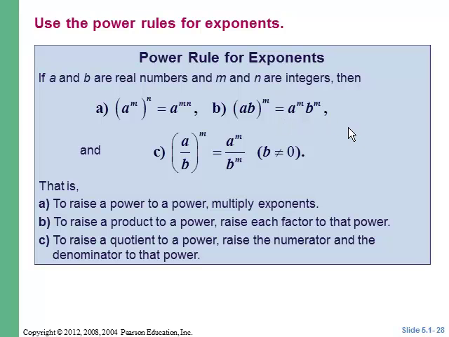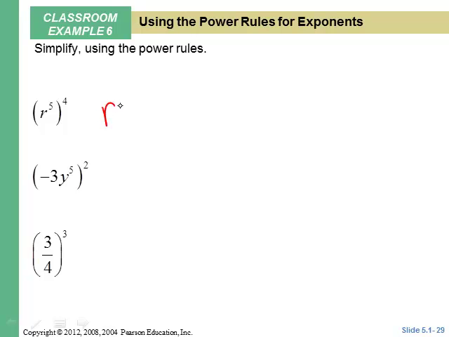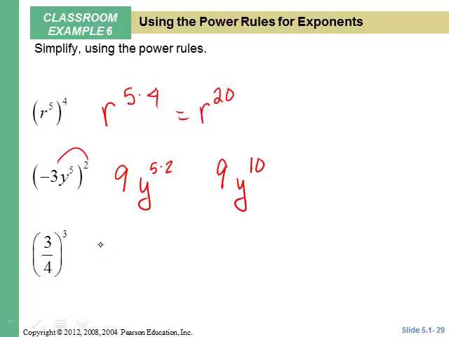So in other words, when you take a number to a power, you multiply the exponents. So this would be r to the 5 times 4, which is r to the 20th. Negative of negative 3 to the second is 9, y to the 5 times 2 is 9y to the 10th. 3 to the third over 4 to the third is 27 over 64, which you can't simplify.